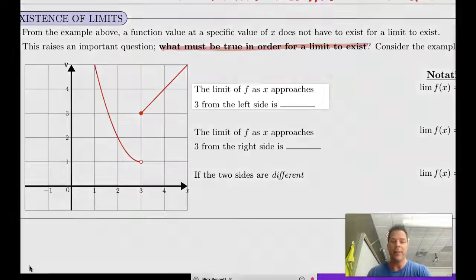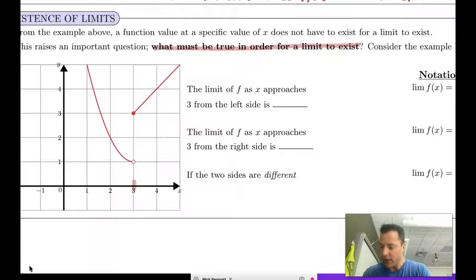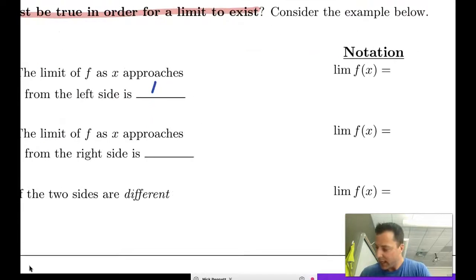So the limit of f as x approaches 3 from the left. So here is 3. Values that are left of 3. So what are numbers that are left of 3? Smaller than 3. 0, 1, and 2. So I'm going to be swinging down my graph like this from the left side, and I can see that my y value is approaching 1. So we approach 1 here. So the limit notation as x, remember, approaches 3 from the left, with a minus, that's not negative 3, that's from the left, is equal to 1.